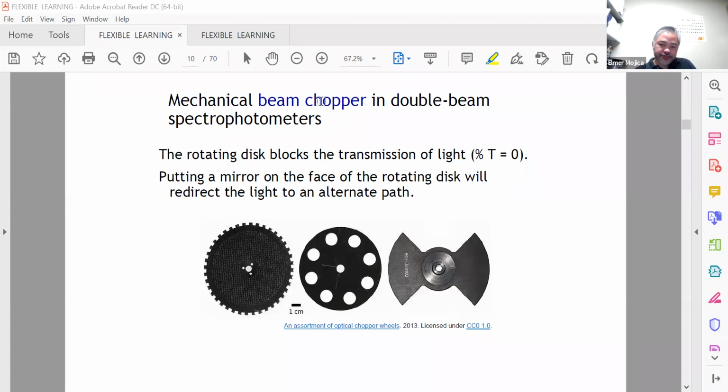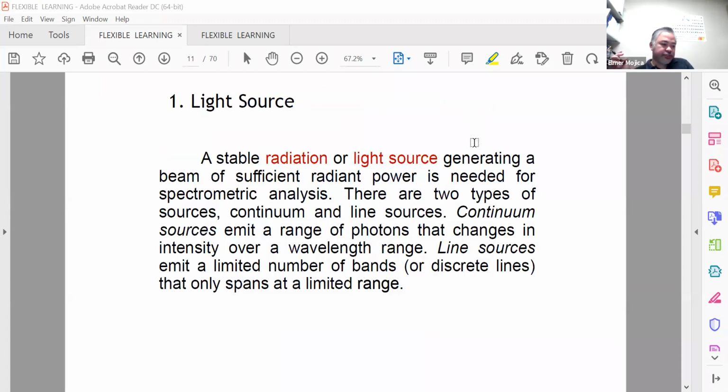Now let's go to the first component in this optical instrument, which is the so-called light source. As I have told you before, spectroscopic methods are only possible if there's light, because spectroscopy is just looking at the interaction of matter with light. So what you need is a stable radiation source that generates a beam of sufficient radiant power. It's needed for spectrometric analysis.